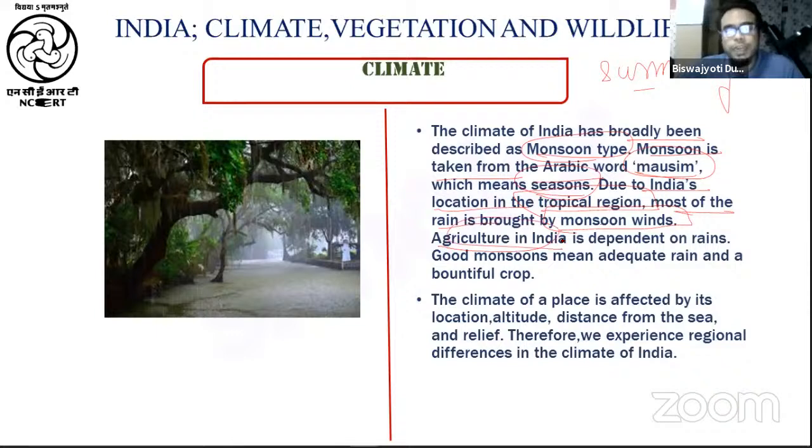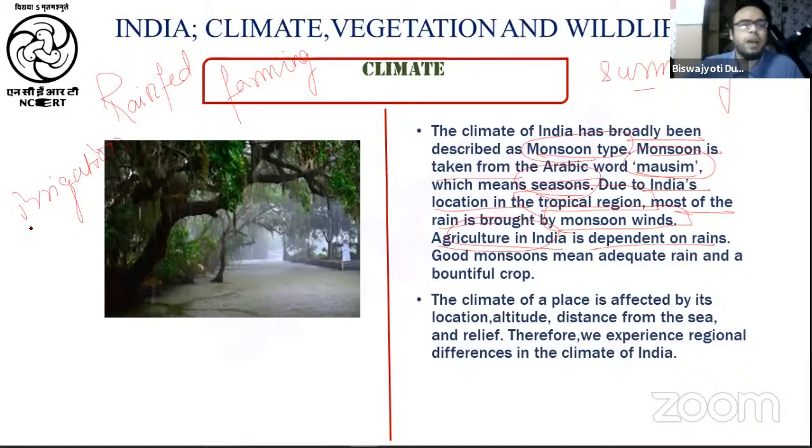And agriculture in India is directly dependent on rainfall. So what do we say? We say that agriculture in India mostly falls under the category of rain-fed farming. Because if I have to talk about irrigation, around 45.7% of the total agricultural land is only receiving irrigation facilities, right? So the rest of the agricultural land is receiving rainfall from the monsoon, right? So we are monsoon dependent, fine.